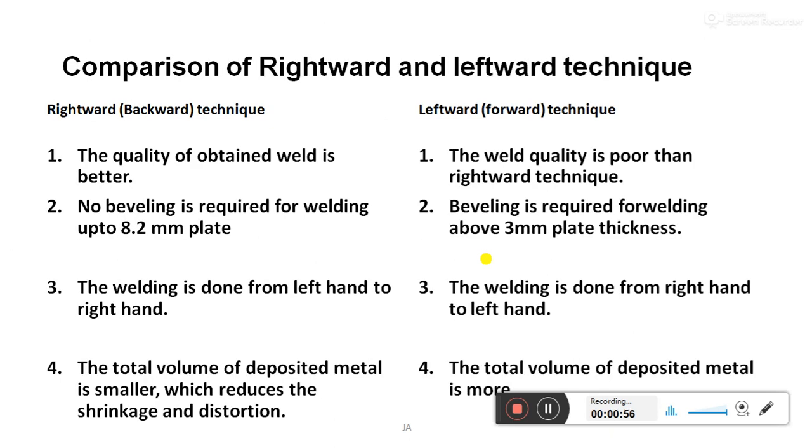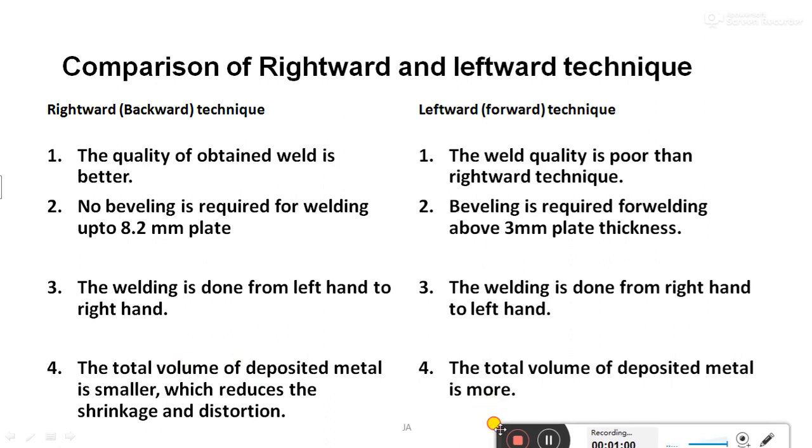Then we'll see in this video the difference between them, the comparison between the rightward and leftward techniques. This question is very important. It has also been asked in examinations a number of times. The rightward technique is also called backward, and the leftward is also called forward.